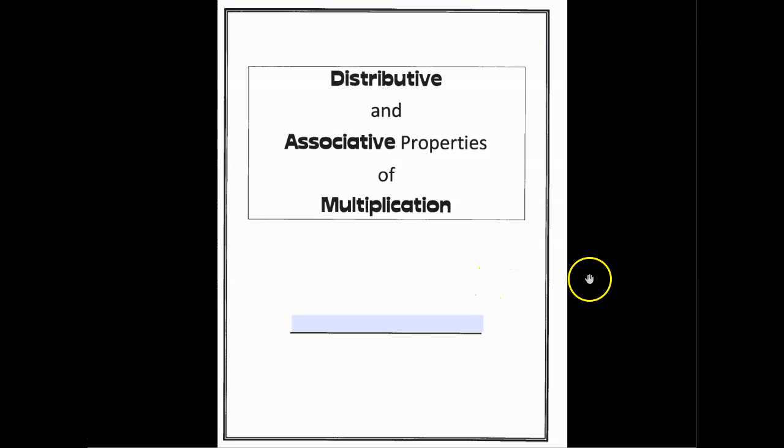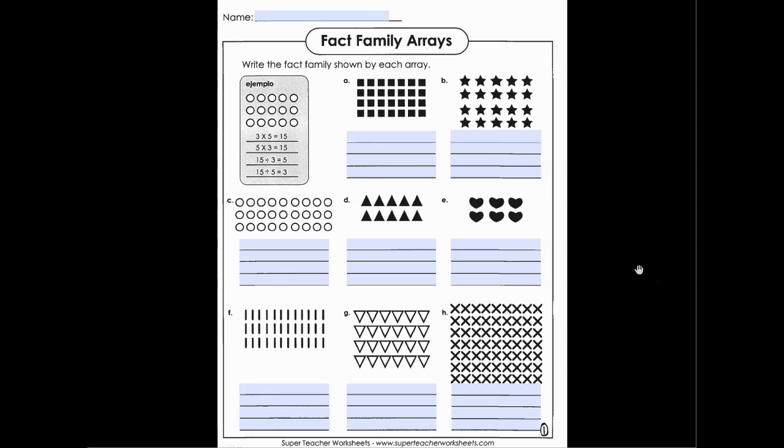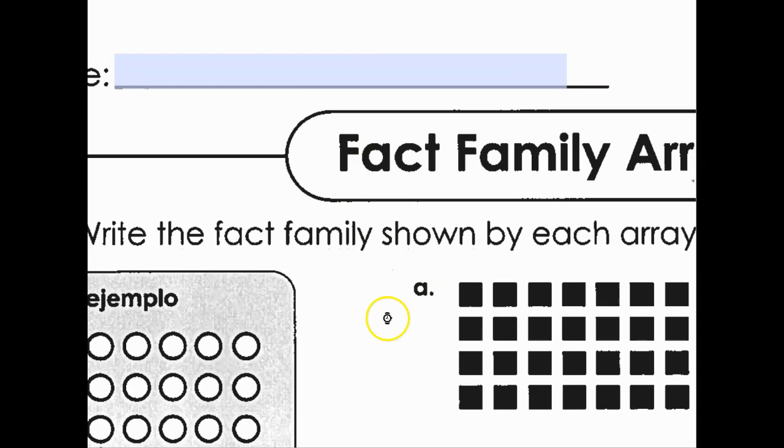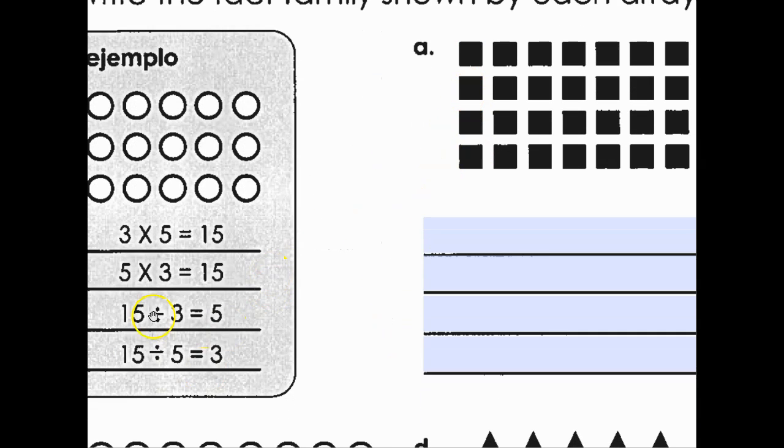All right, we're going to do one page on this packet, okay? So go to the first page, number 1, like this. We're just going to do the multiplication part of it, okay? Then we'll do the division later. So you see the example that they give you right here. I have 3 rows with 5 each. 3 times 5. 5 times 3 is the same thing. It's just the array is different, okay?